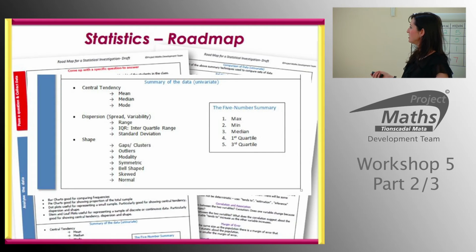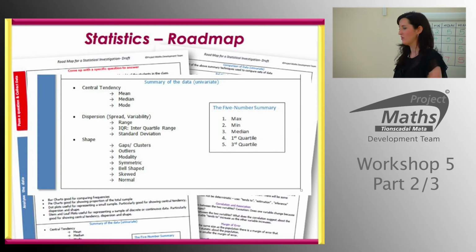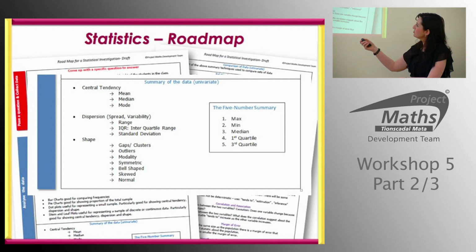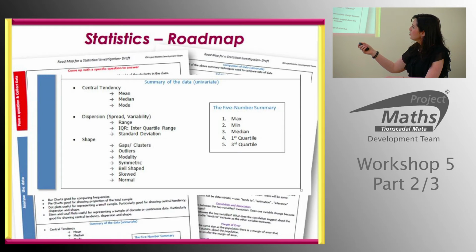Okay, so at this point then, we've done all of our summary, how we would summarize one variable of data. We looked at our central tendencies, mean, median and mode. And we said the median is best served in a 5-number summary with some context. We looked at the dispersion or the spread or the variability of the distribution by looking at the range, the interquartile range and the standard deviation.